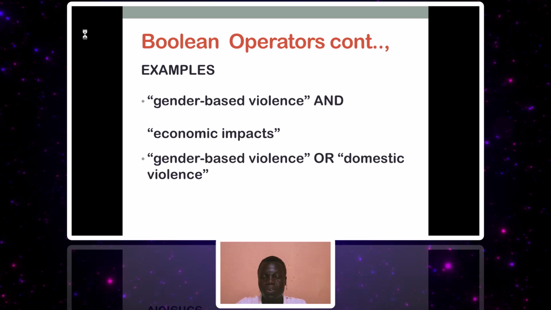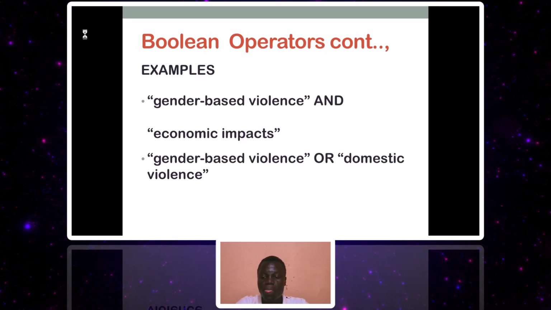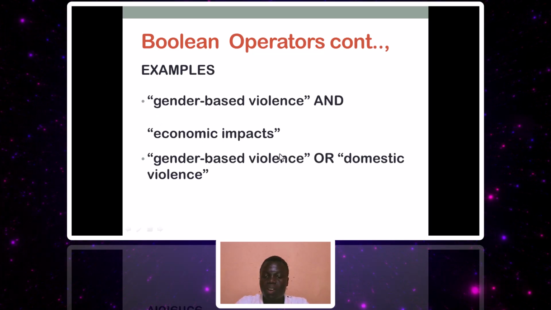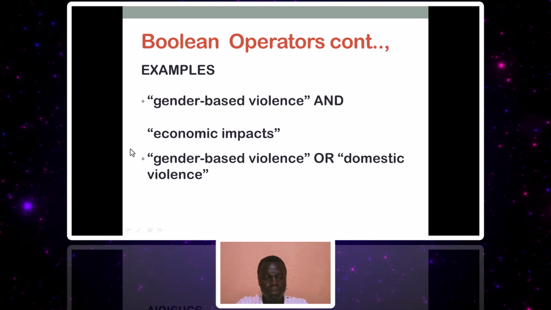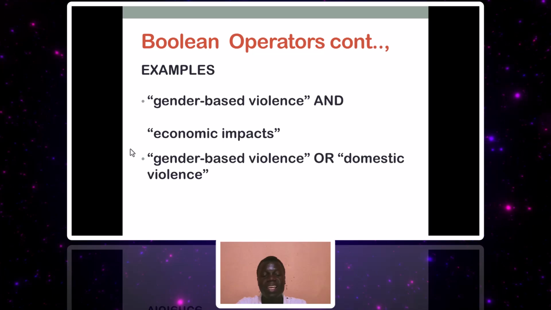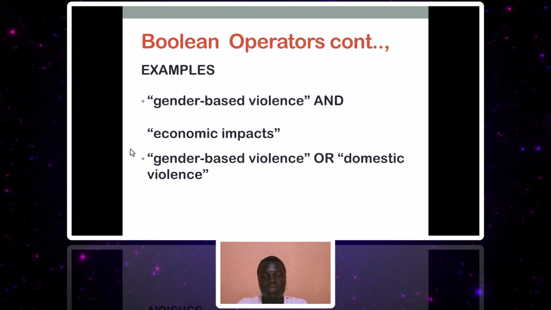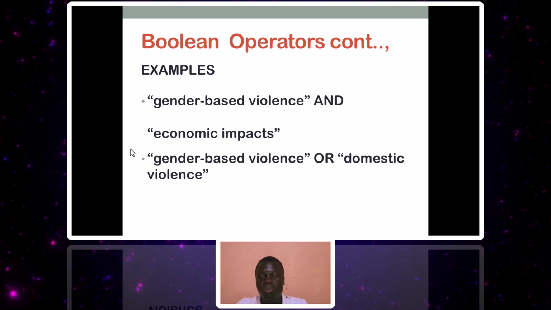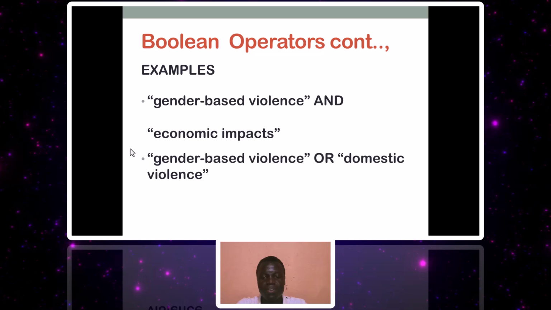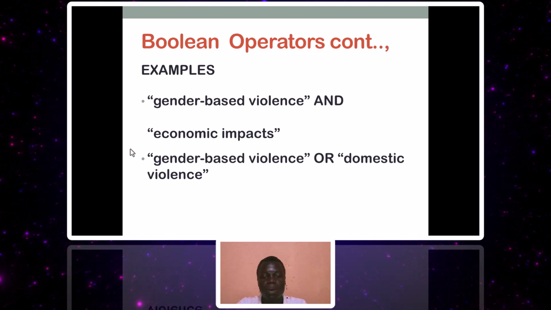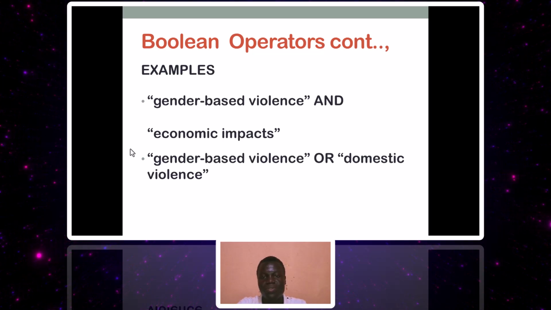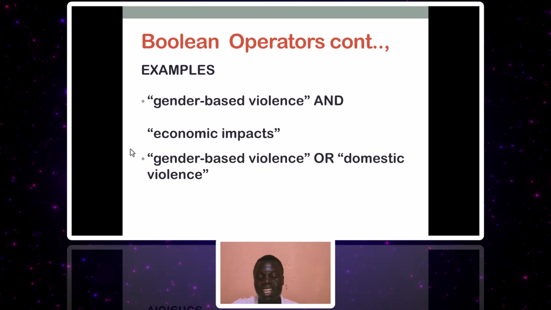And if I am to use OR, for example, if I use gender-based violence OR domestic violence, then what does it bring? If I use OR, it retrieves results with either term. Therefore, as I said before, OR broadens the search. It brings things even that you didn't search about, but they are more related to your search. Therefore, it retrieves results about gender-based violence, as well as results about domestic violence. So that is how good that Boolean operator is.